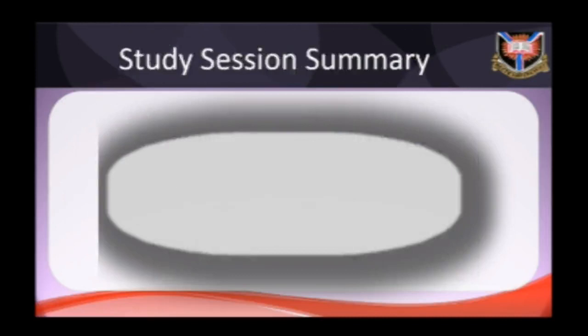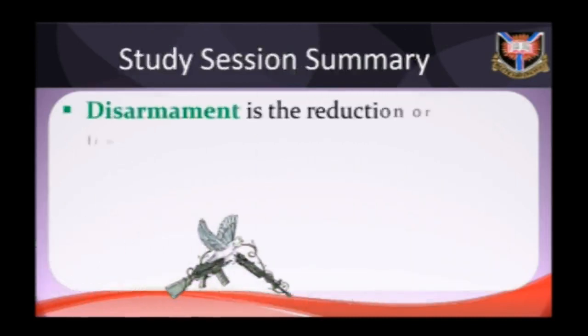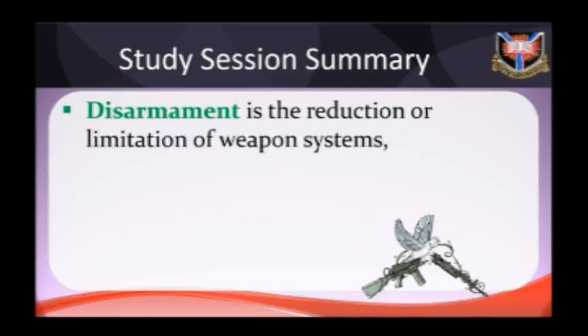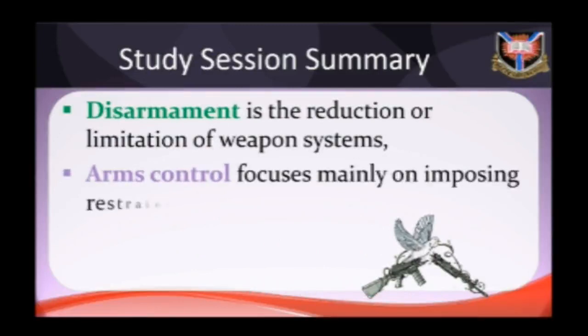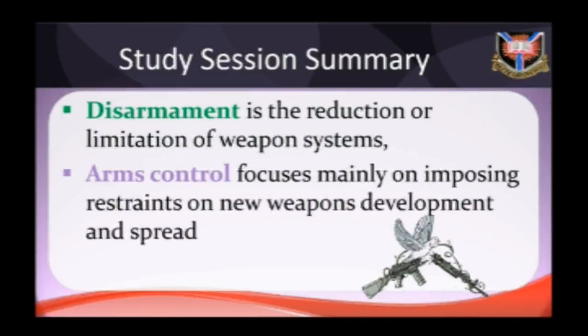Study Session Summary. In this study session, you explored the concept of disarmament and arms control. Disarmament is the reduction or limitation of weapon systems, while arms control focuses mainly on imposing restraints on new weapons development and spread. Disarmament is very necessary so as to remove wars and reduce their destructive capacity when they occur. Arms control takes the form of treaties, public opinion, UNO campaigns, and so on.